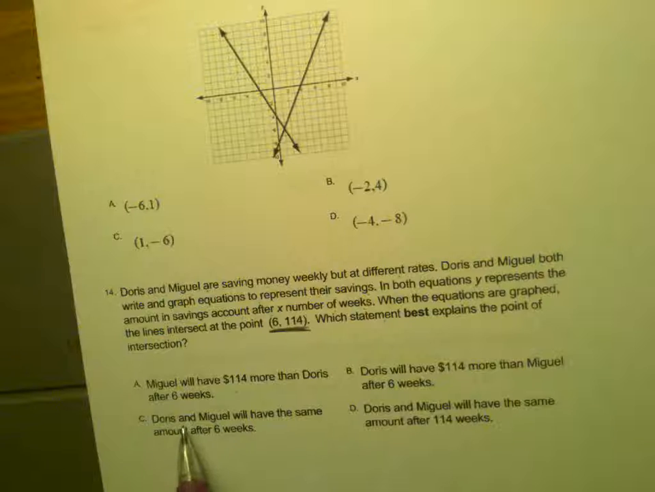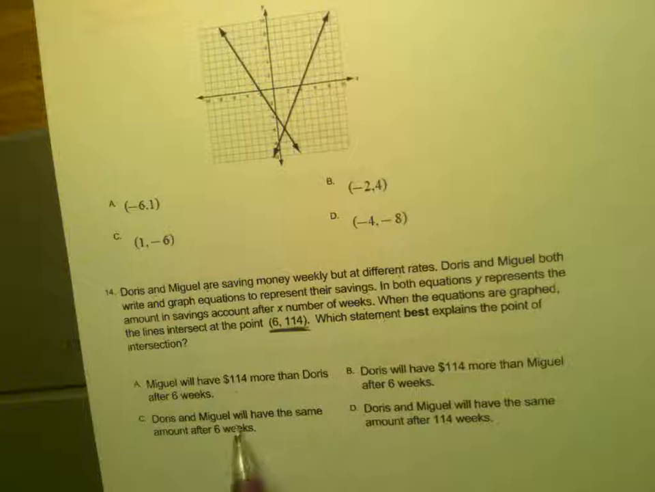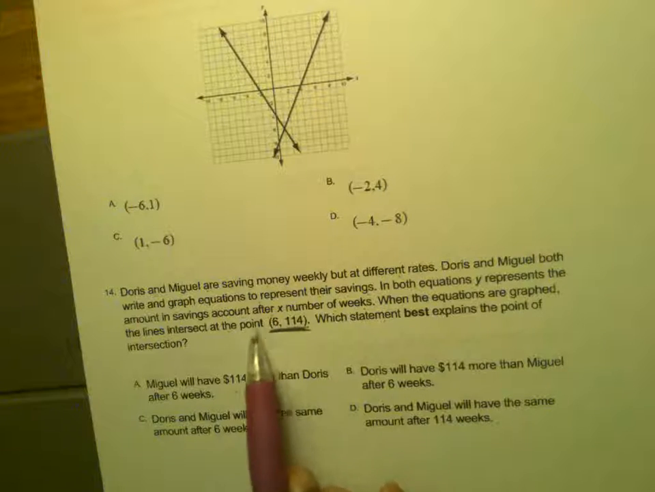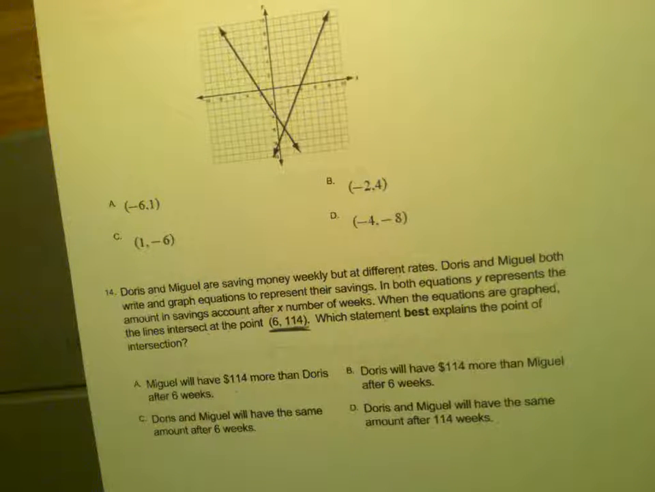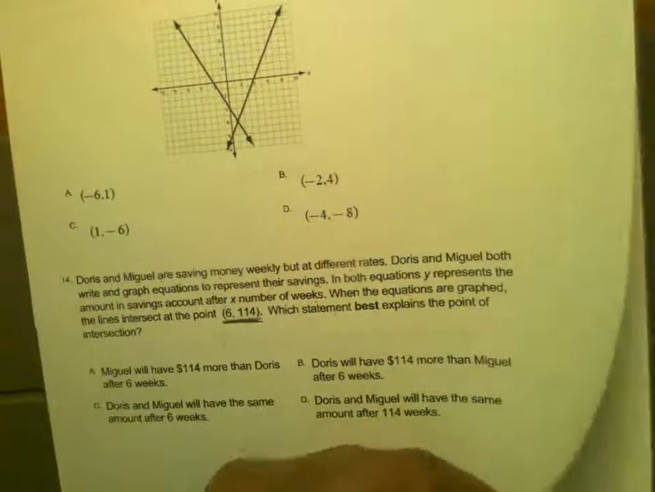C is saying Doris and Miguel will have the same amount after 6 weeks. That is what this is saying, okay? And for D, it's saying Doris and Miguel will have the same amount of money after 114 weeks. That is what this is saying. Which one is the correct saying for this point of intersection where they cross each other? Okay? And we talked about that a bunch of times.